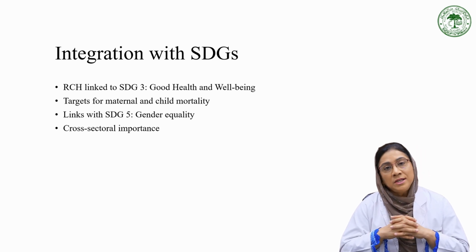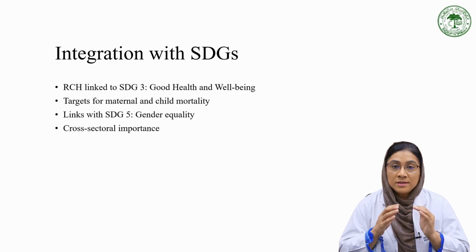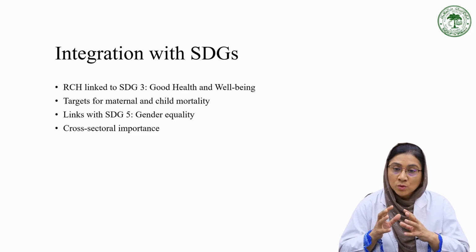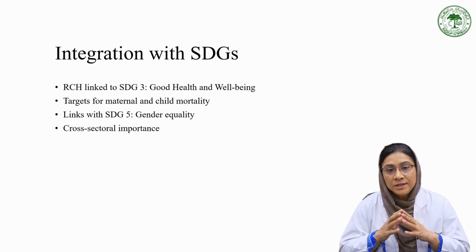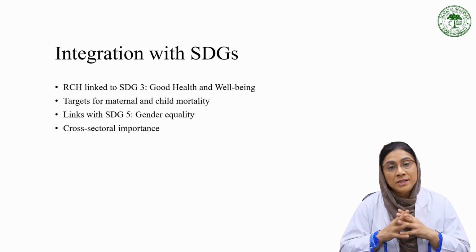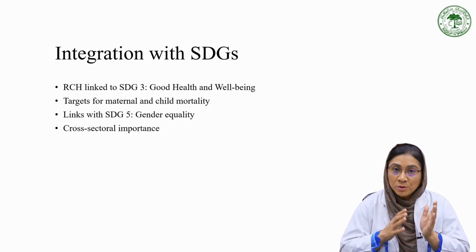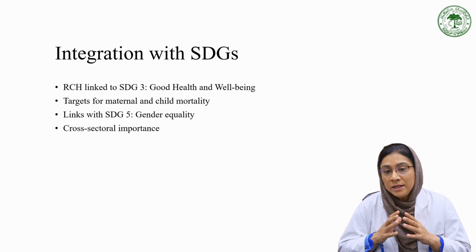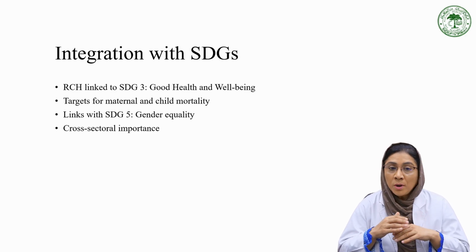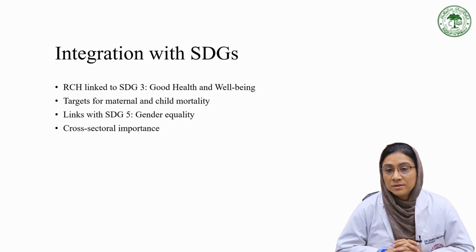India's reproductive and child health programs are now firmly embedded within the Sustainable Development Goals. SDG 3 explicitly targets reduction in maternal and child mortality, aligning perfectly with RCH objectives. SDG 5 on gender equality reinforces the importance of empowering women in reproductive health decisions.